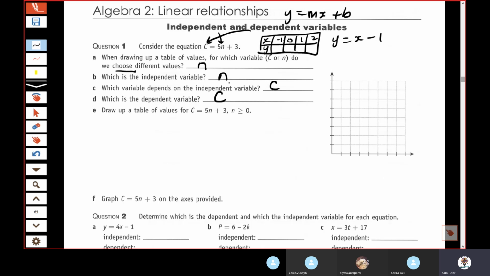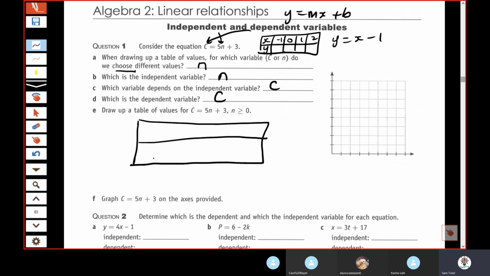Okay, does that make sense? Is that clear? Yep. All right, draw up a table of values, you get it. For N being greater than 0, so don't choose X is -1. All right, not a problem. There's N, there's C, 0, 1, 2, 3, 4. When N is 0, you're going to get 3 for cost. When N is 1, you get 5 plus 3, which is 8.